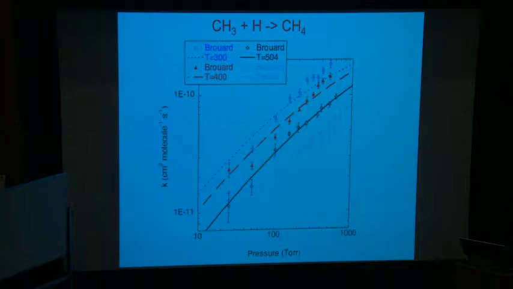Mike Pilling is one of the leading experimentalists in kinetics in the world, and he's done some nice experiments on methyl plus H recombination, varying pressure over a considerable range, varying temperature over a considerable range. We reproduce his data quantitatively. There's some minor discrepancies here and there. Maybe at most we're off by about 20% from his data.